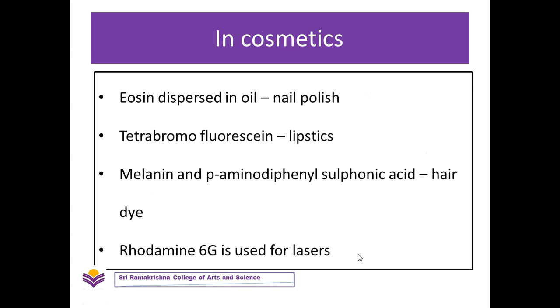In cosmetics, we can use dyes in nail polish, lipstick and hair dye. Eosin dispersed in oil is used in nail polish, and tetrabromofluorescein is used in lipstick. Melanin and para-amino diphenyl sulfonic acid are used in hair dye. And the laser rhodamine 6G is used for lasers.